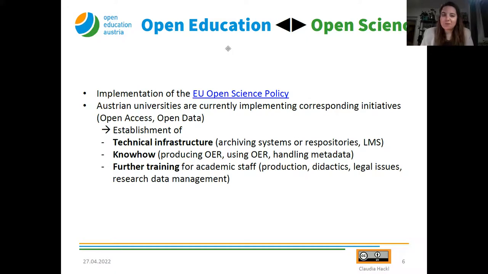So what are we doing at the moment? We are implementing the EU's open science policy. The Austrian open science policy was just released a few weeks ago. And also the Austrian universities are currently implementing corresponding initiatives in the field of open education, but also in the field of open access and open data. These initiatives try to establish technical infrastructure, for example, archiving systems, learning management tools, and also the know-how on how to produce OER, use OER, handle metadata, and also further training for academic staff on OER production, didactics, legal issues, and research data management as well.